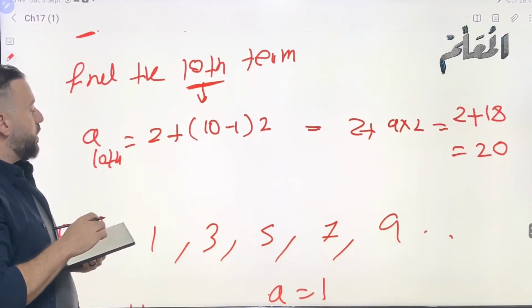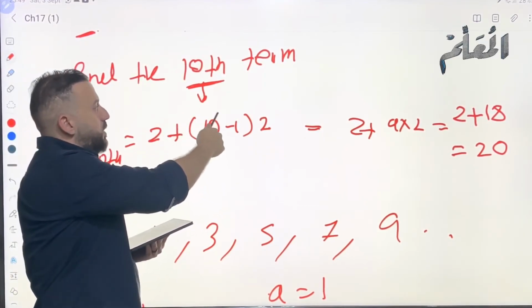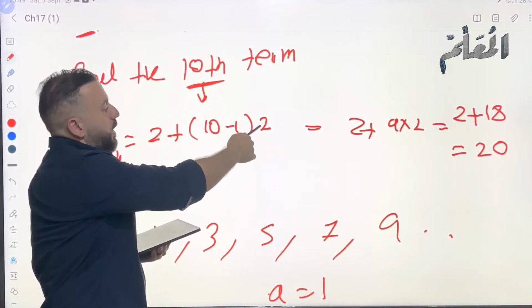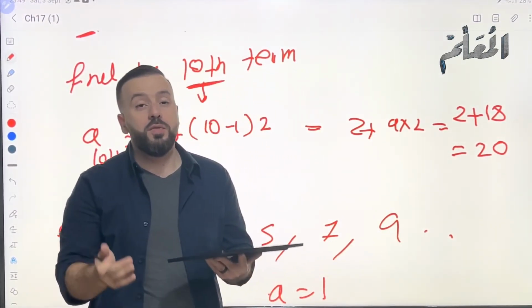Easy way. If I want to get the 10th term, a_10, the first initial 2 plus 10 minus 1, because it's the 10th term, times 2. At the end I get 20. It's a very easy one, very easy chapter.